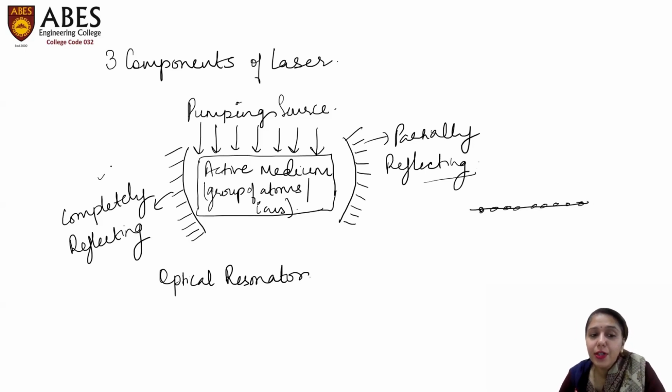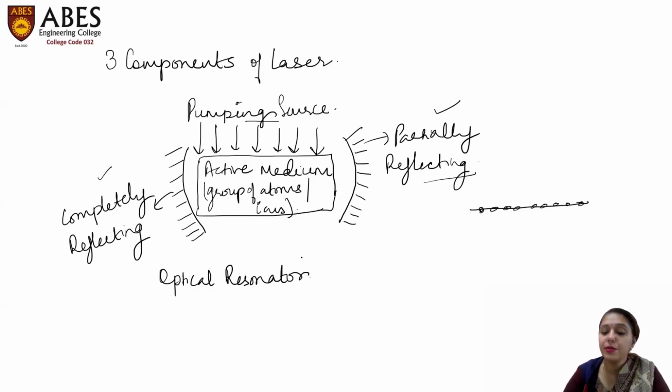So what is the function of the optical resonator? Its function is to amplify, or multiply, the number of photons, the large number of coherent photons which are very much required for the laser, so that the intensity can be increased. So every component plays a very important role in this case.